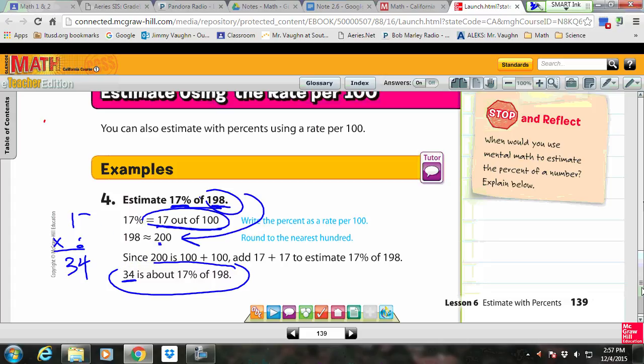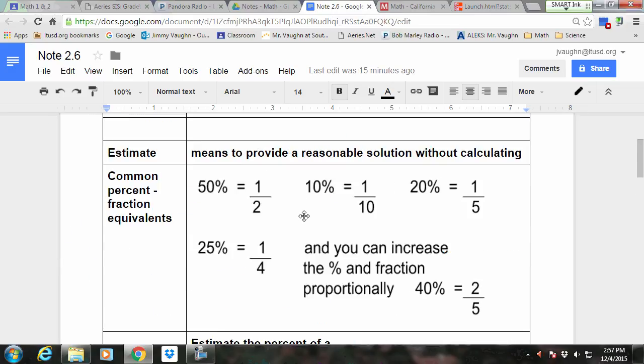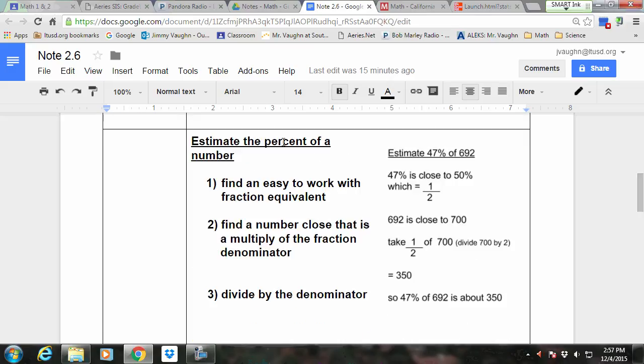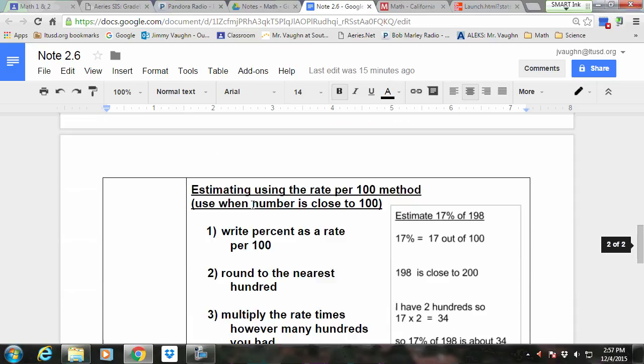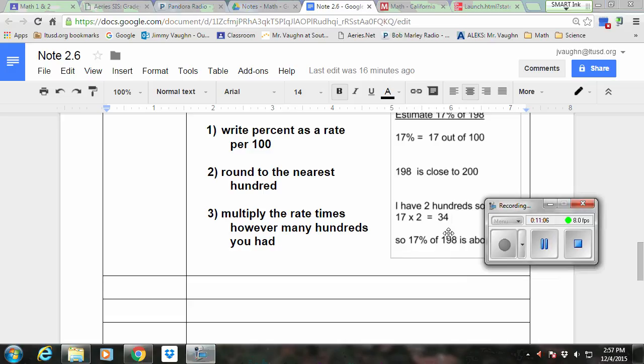Get caught up on your notes. I have also provided the notes for you. Go back to those really quickly. I also put those common percents that I talked about right here. You can add those in, and then estimating the percent of a number, and then estimating using the rate per 100. All right. Hopefully you got all that, and I will see you tomorrow.